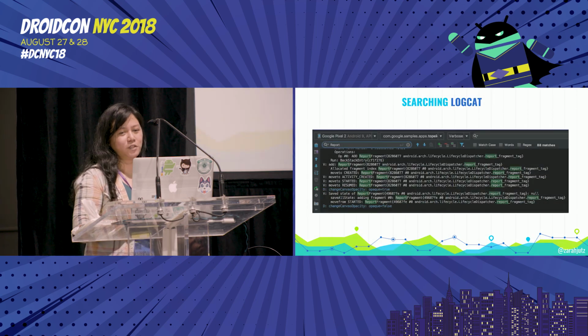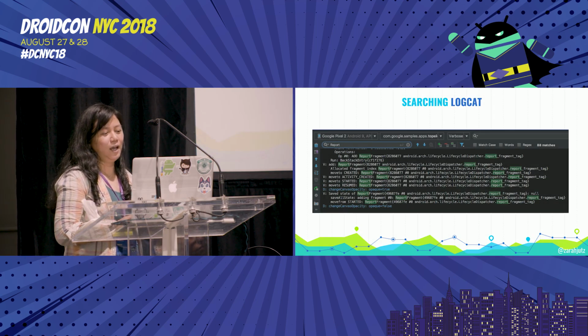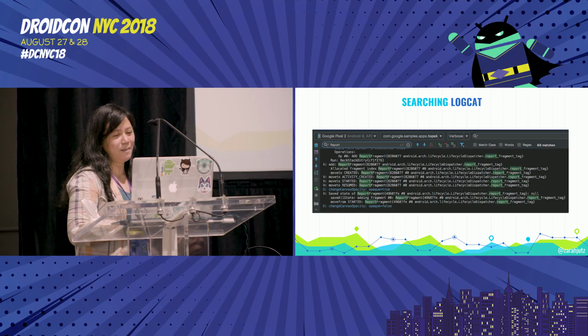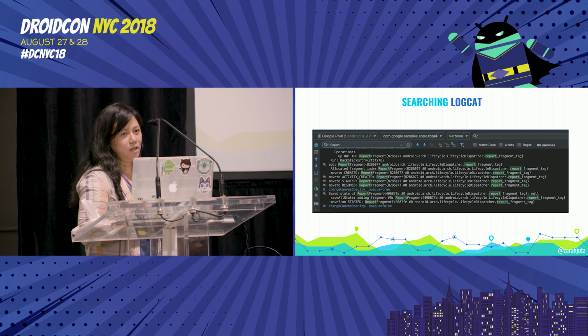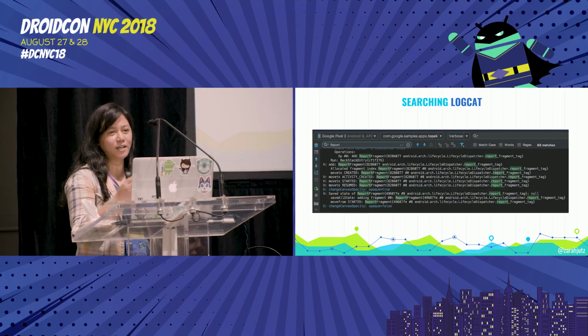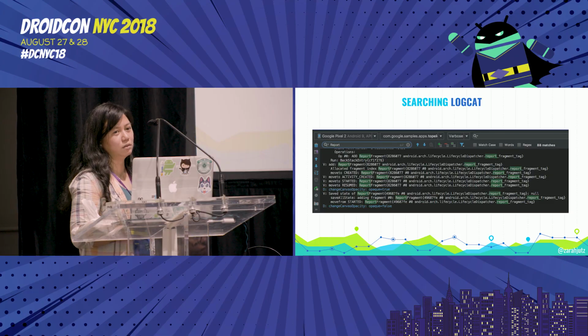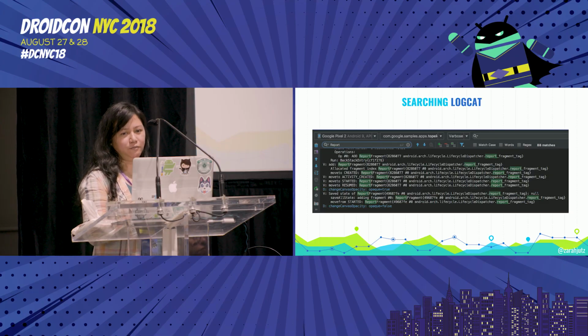And the second way of searching is by pressing Command F from within Logcat, and this would only highlight the matches of your current term. So if you want to search for something but still see the context in what that line appeared in, maybe you'd want Command F instead of the actual filtered search.